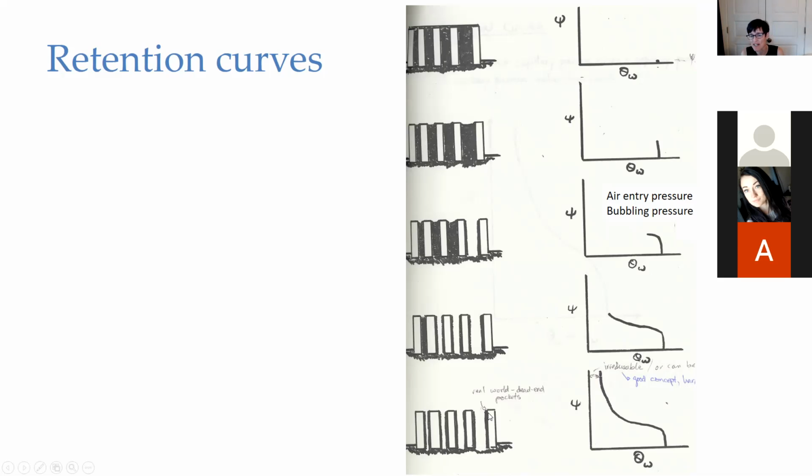Real world dead end pockets: here's water that can't go anywhere. So that's why retention curves tend to look like this. They have this bit where they travel up where not much has happened. Then all of a sudden, air entry pressure and you lose a lot. And then you get closer and closer to this irreducible saturation, and the curve bends up and becomes kind of asymptotic. Okay, so that's a retention curve.